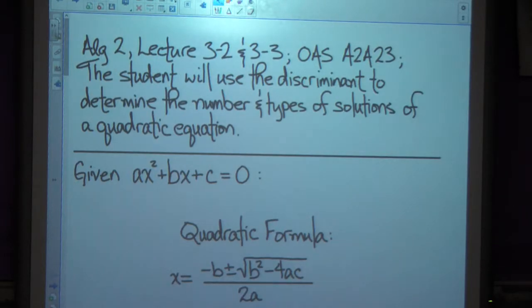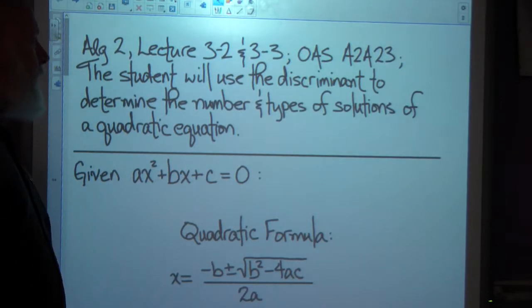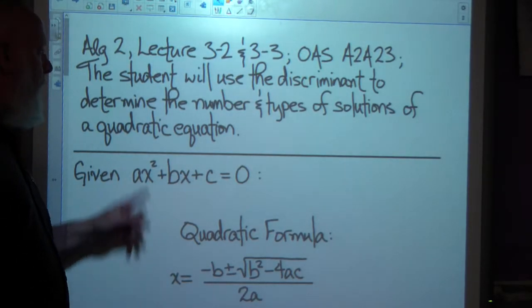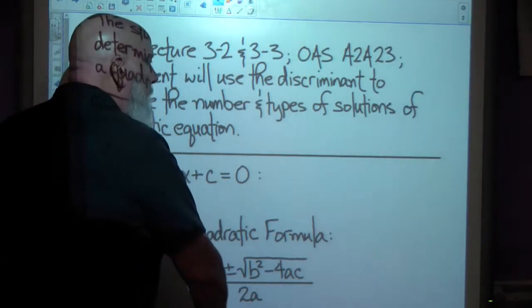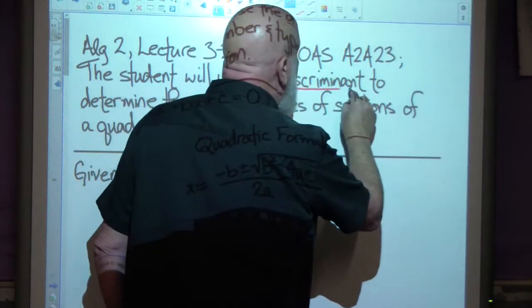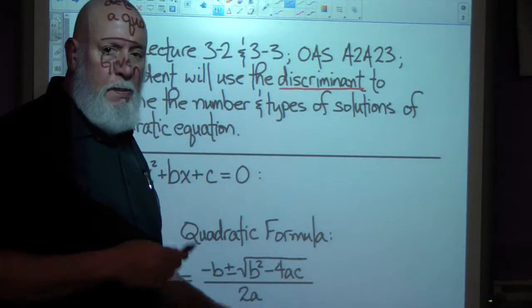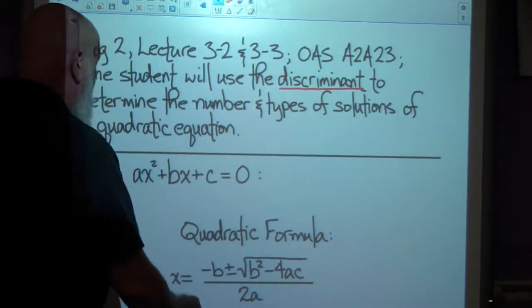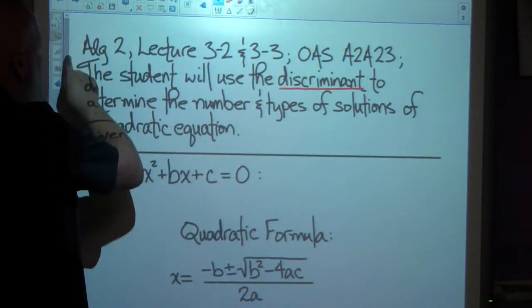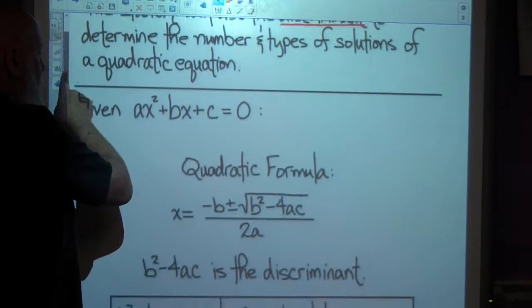All right. Algebra 2, Lecture 3.2 and 3.3, OAS A2A23. The student will use the discriminant to determine the number and types of solutions of a quadratic equation. That's what we're going to do today. So what we're going to have to do is figure out what the discriminant is. And we'll talk about that, it's easy. And then we'll show you how to use it to determine the number and types of solutions to a quadratic equation. And here's how this works.